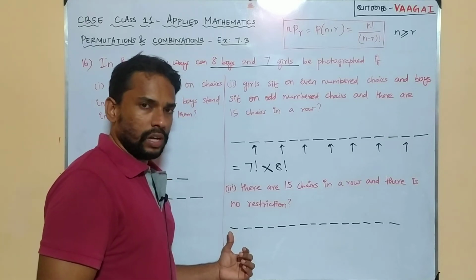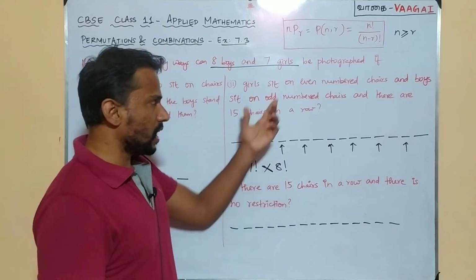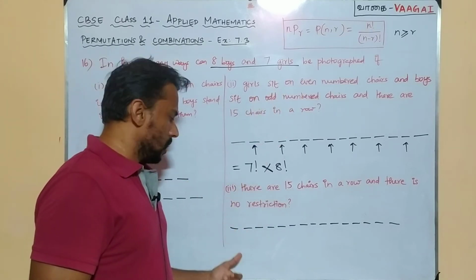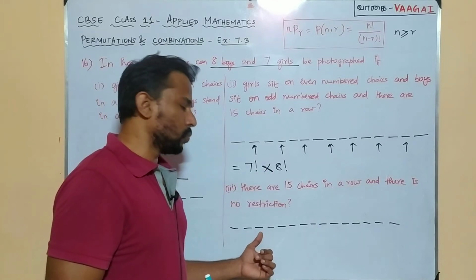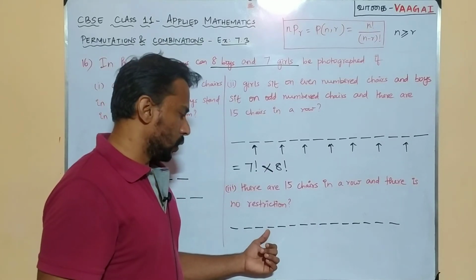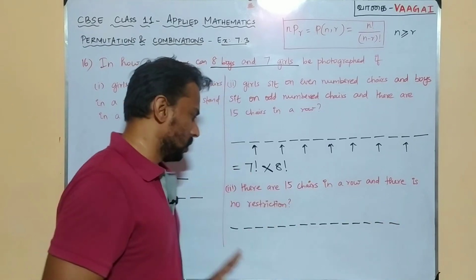Now come here, the first slot. What can we do? This slot can be filled by either a boy or a girl. That means any one of those 15 can come here. Now when you come to the second one, this can be filled by any one of the remaining 14 people. This one, any one of the 13 people. Then 12, 11, 10, 9, 8, 7, 6, 5, 4, 3, 2, 1, up to this, 15 to 1.